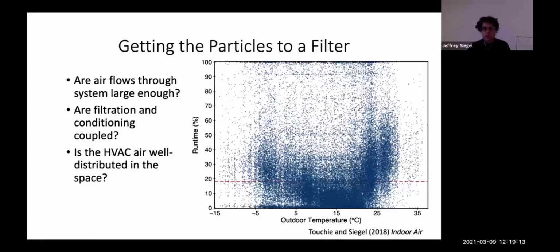So in some homes, the system runs a lot. In other homes, it runs much less. And there's a little bit of dependence on the climate. There's that kind of U shape to it. So as it gets colder or hotter, a system is more likely to run.